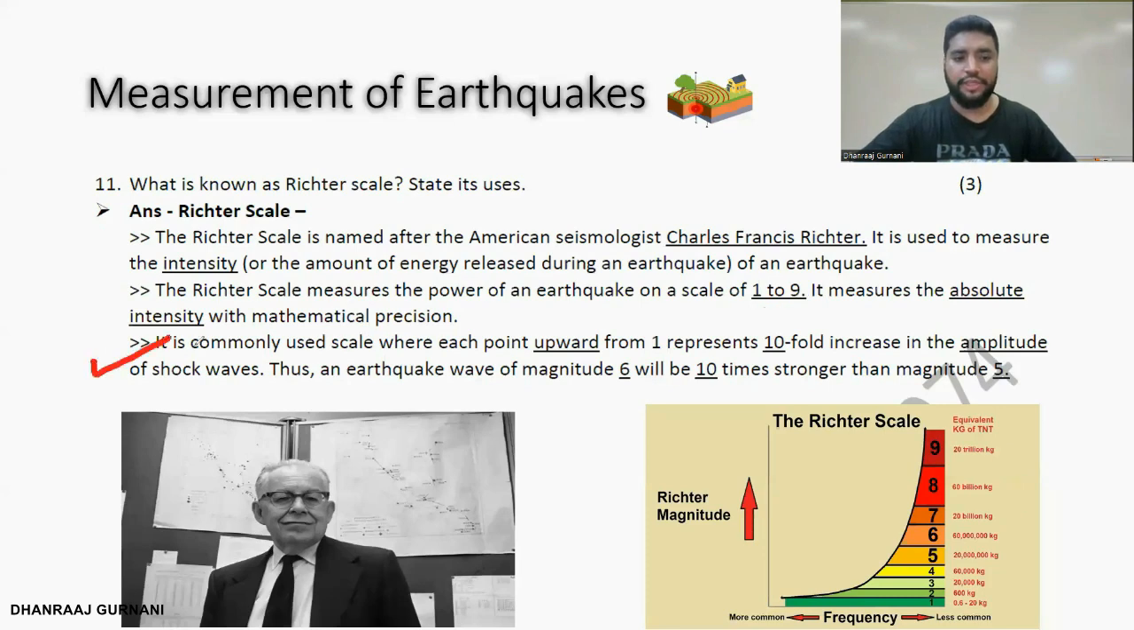Final point, it is a commonly used scale where each point upward from 1 represents a 10-fold increase in amplitude of the shock waves. So as you go 1 point up, there is a 10-fold increase in the amplitude of the earthquake waves. Thus, what does this mean? This means that an earthquake of magnitude 6 will be 10 times stronger than an earthquake of magnitude 5.